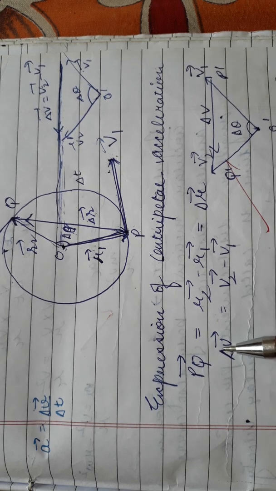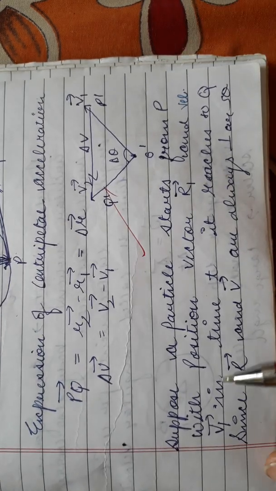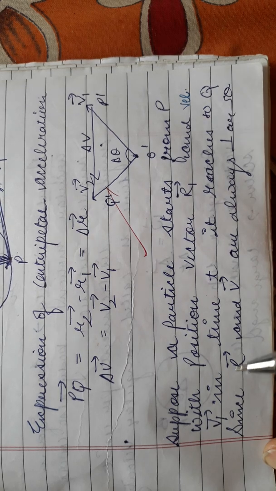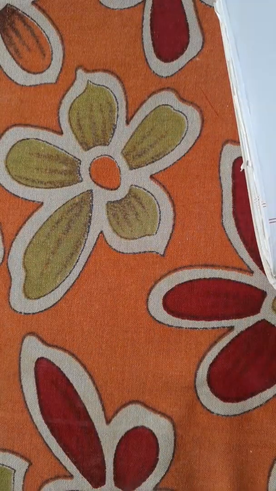So I have written PQ is equal to r2 minus r1, delta r, and delta v is v2 minus v1. So students, how to derive? Suppose a particle starts from P with position vector r1 and velocity vector v1. In time t it reaches Q. Since r and v are always perpendicular, delta r and delta v will also be perpendicular to each other.